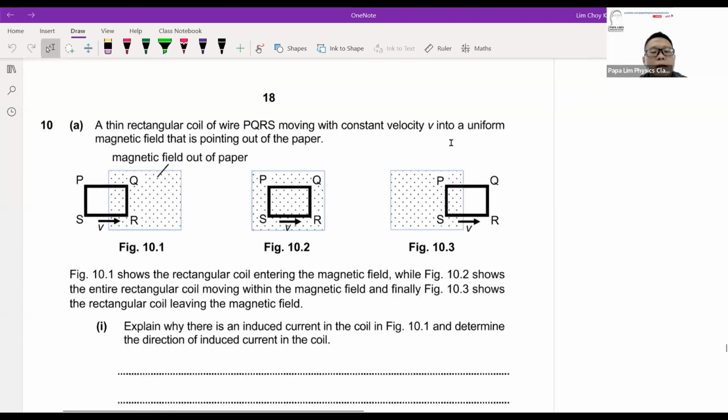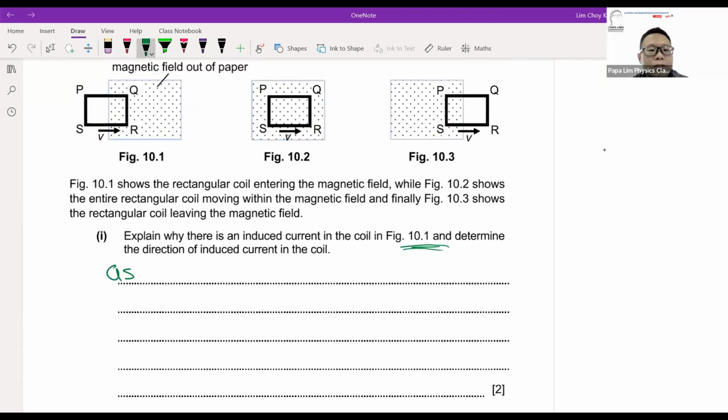For question 10, I would say it's a classic example of your Faraday and Lenz law, but instead of a circular coil, now I give you a rectangular coil. Explain why there's an induced current at 10.1, and determine the direction of the current. Now as the coil enters the magnetic field, there is an increase in magnetic field lines. The field lines will be increasing.